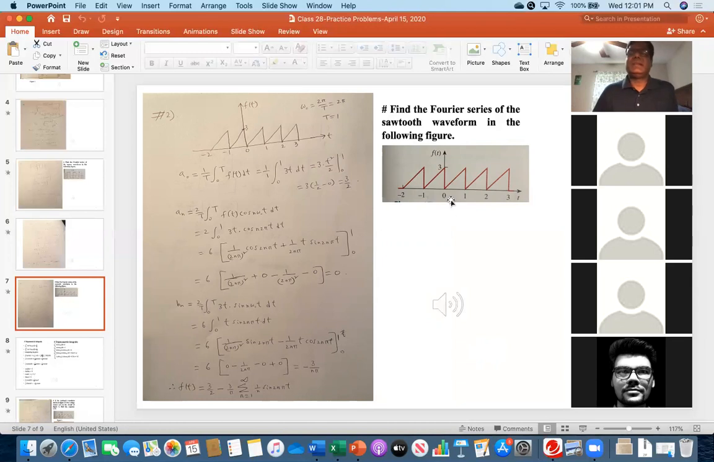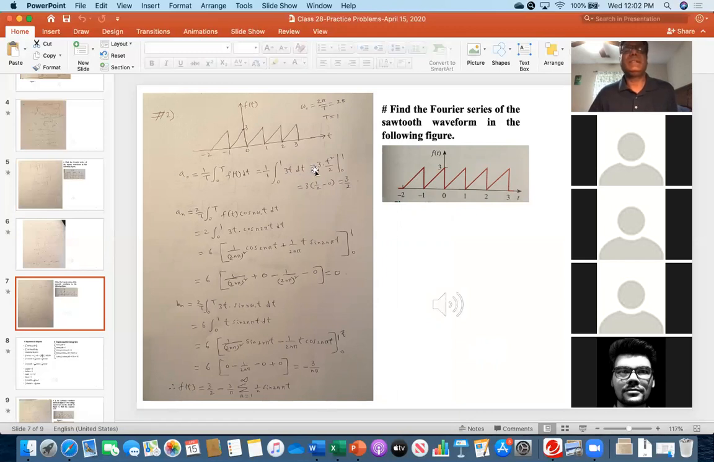So here, what's the time period? Time period is 1 because after 1 it is repeating. But what is the function value here? This level is 3 here on the y side. This means this distance is 3. So that's why you have to use y equal to mx, where m is the slope. This means that your slope value is 3. So you will be getting function value 3t.